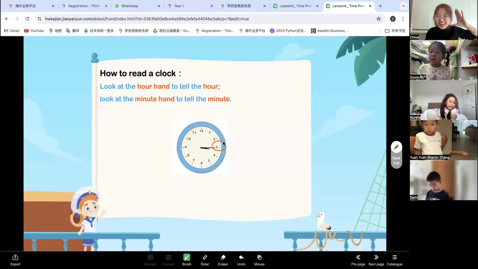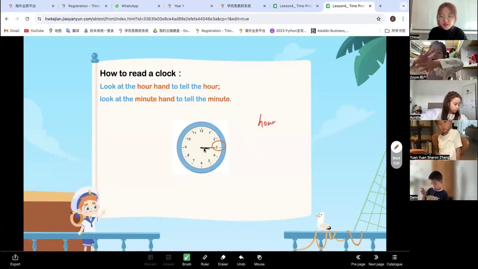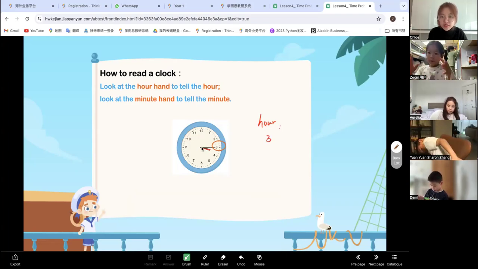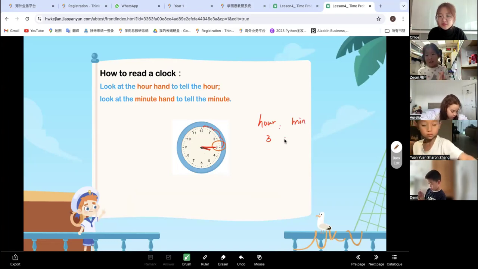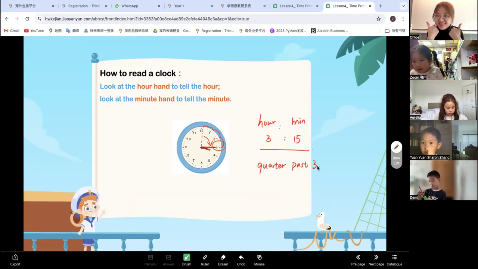3:15. Why? Because for the hour, we observe the shorter one is between 3 and 4, which is 3. For the longer hand, it's pointing to 3. So we count the smaller sections, 5, 10, and 15. So the time will be 3:15. Okay. Also, we have another way to read it. It will be quarter, because we traveled a quarter. That will be quarter past 3. Okay. Make sense, everyone? Okay. Very well done, everyone.